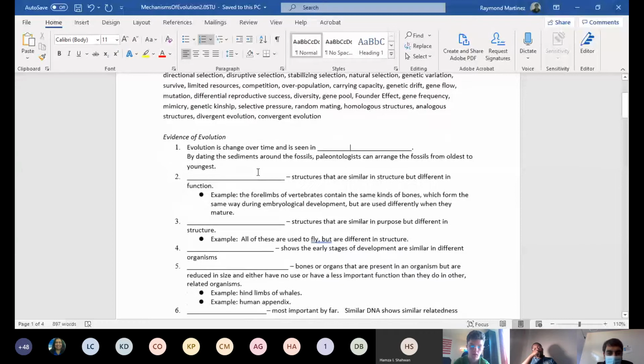Evidence of evolution. Evolution is change over time and is seen in what? Where do we see evolution happening? Do we see it happening in individuals or do we see it happening in populations? Population. Hey, very good.